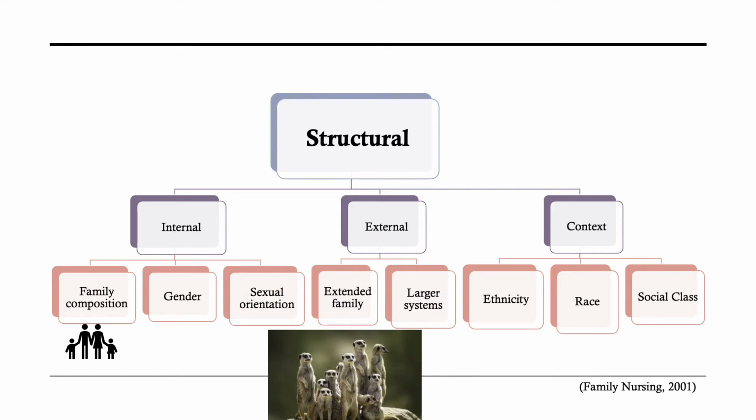The structural aspect of the Calgary assessment pretty much defines who is in the family. It has three subcategories: internal, which is comprised of family composition, gender, and sexual orientation. The external subcategory is comprised of the extended family, and context is comprised of ethnicity, race, and social class.